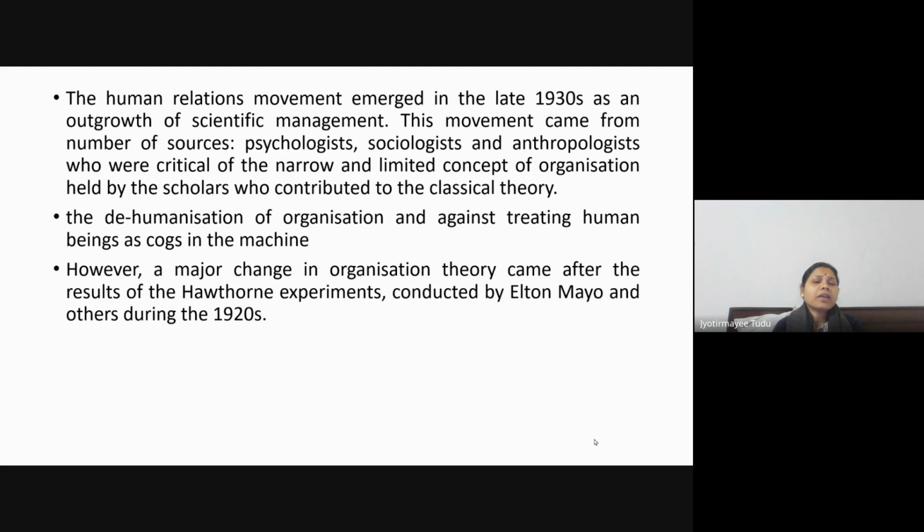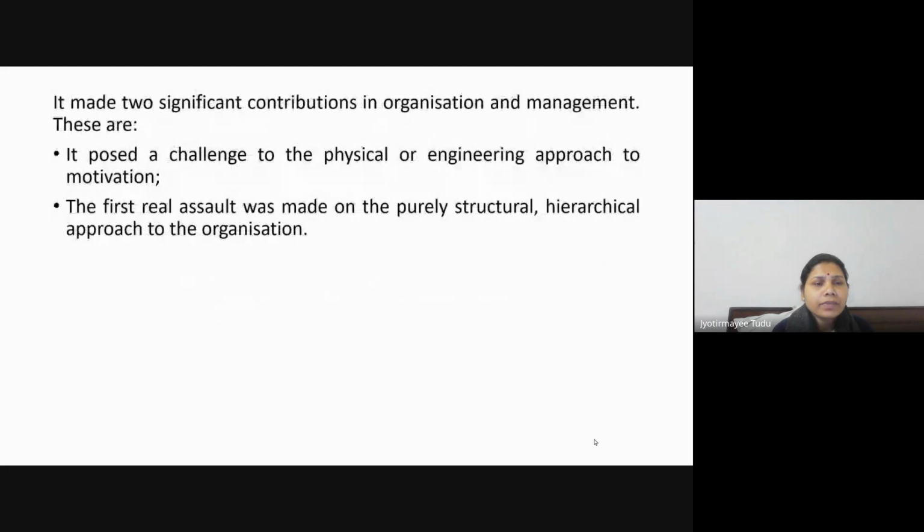Therefore, a major change in organization theory came after the results of the Hawthorne experiment conducted by Elton Mayo and others during the 1920s. It made two significant contributions in organization and management. First, it posed a challenge to the physical and engineering approach to motivation. Then, the assault was made on the purely structural, hierarchical approach to the organization.